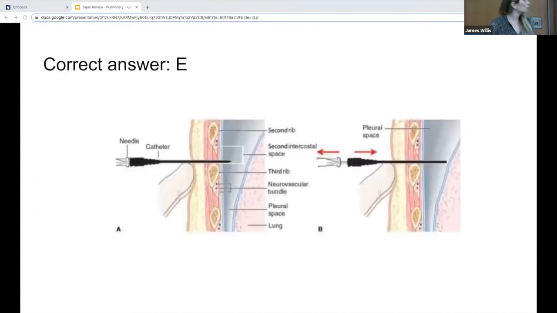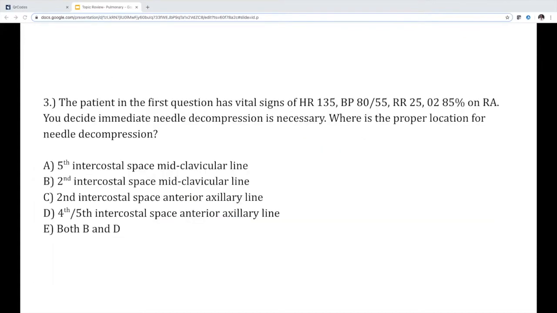Okay. Next question. So back to that patient that we saw the barcode sign on. You finally get them on the monitor. Their heart rate's 135, their pressure is 80/55, their respiratory rate is 25, their saturation is 85% on room air. You think you want to do a needle decompression. Where is the best location for needle decompression?